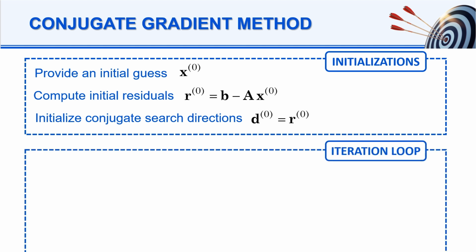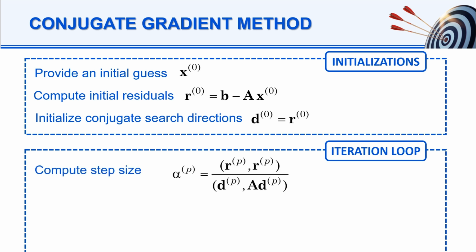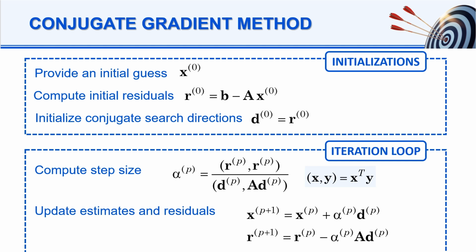Inside an iteration loop, we compute the step size using the following formula. Here, the notation of a pair of vectors x and y in parentheses refers to the dot product of the vectors. Then, the current estimates and residuals are updated as follows.